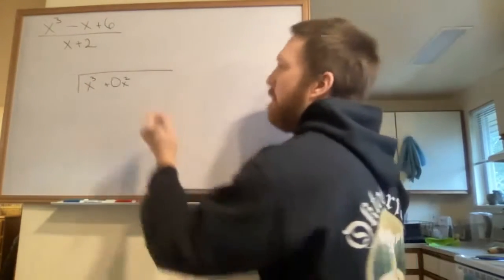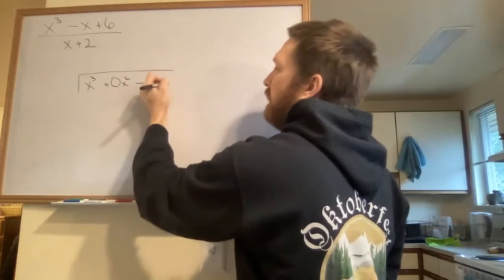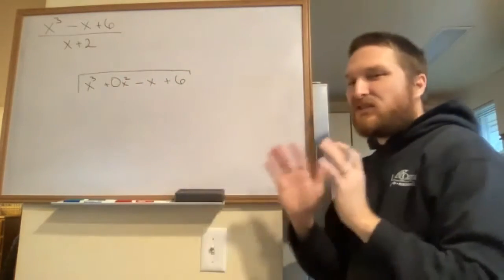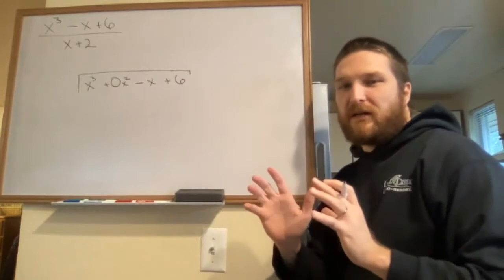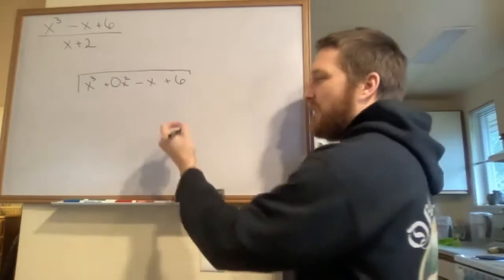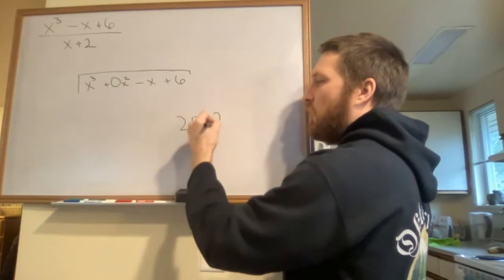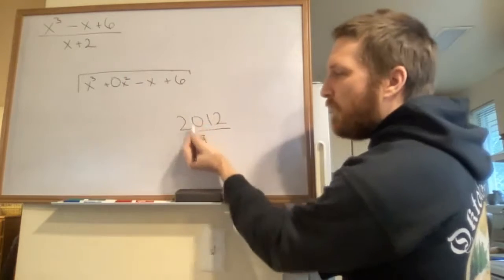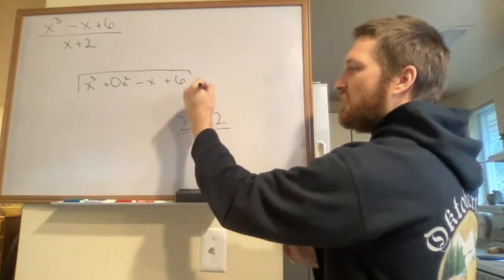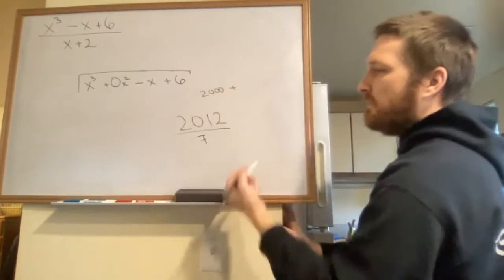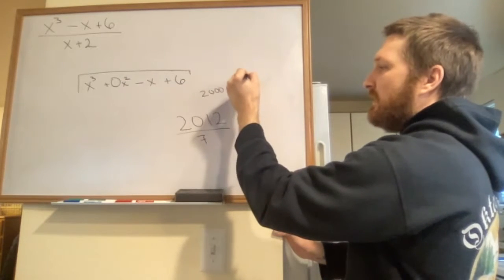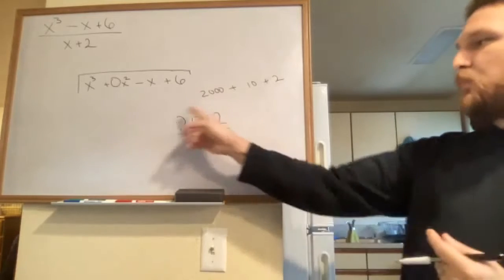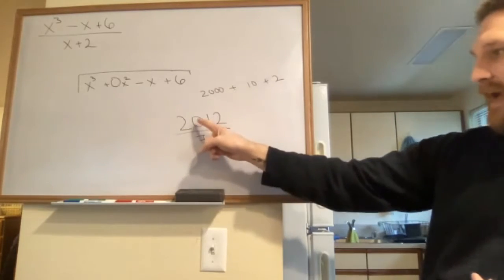Now minus x plus 6. There we go. Guys, it's just like if we were going to divide a number, like 2012 divided by 7, we wouldn't write that. We would have to account for this because this is 2000 plus, well, 0, but plus 10 plus 2.